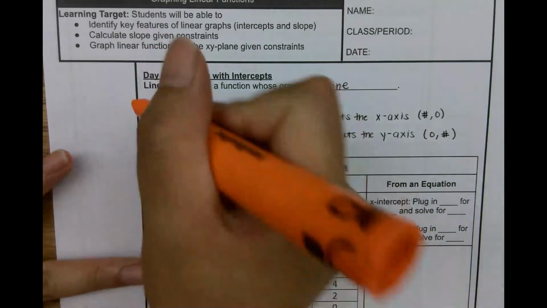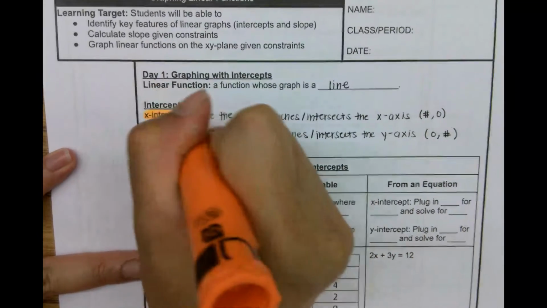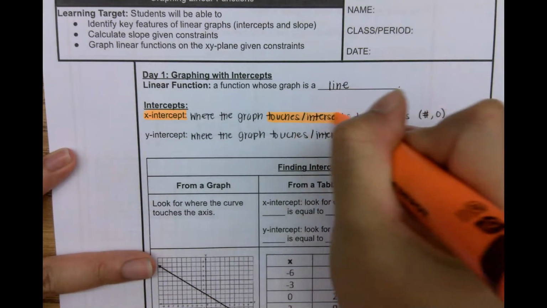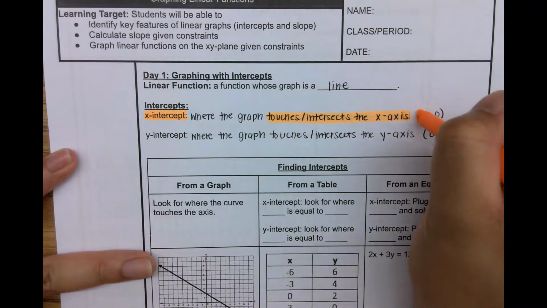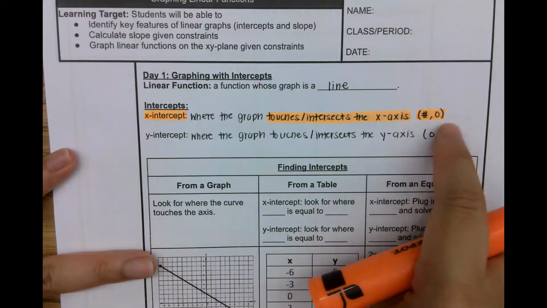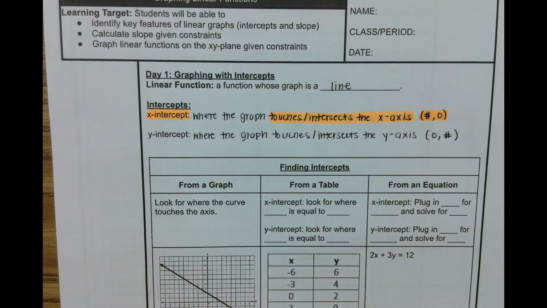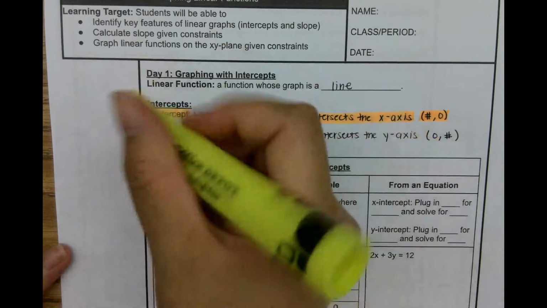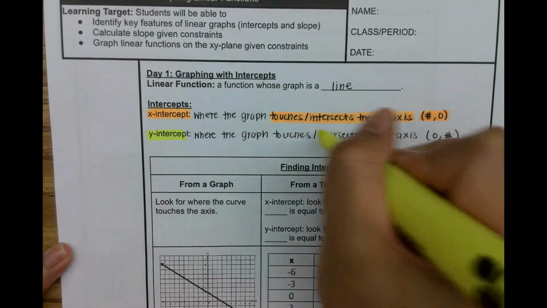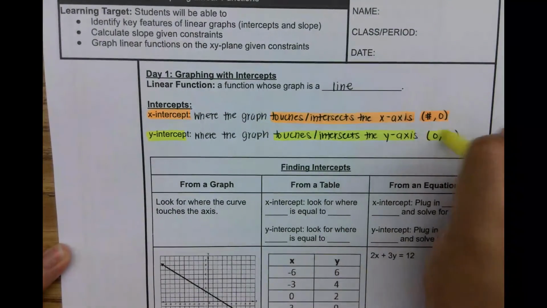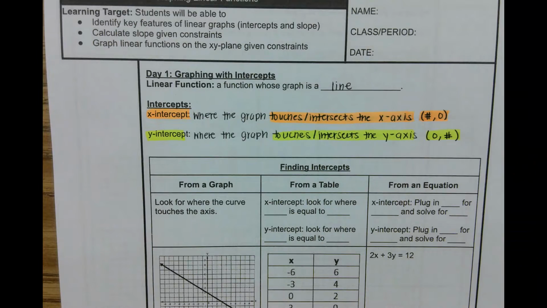So the x-intercept touches or intersects the x-axis. It is written like this. Note the x is a number, the y is a 0. Our y-intercept is the opposite. Our x is the one that's 0 and y is the number.